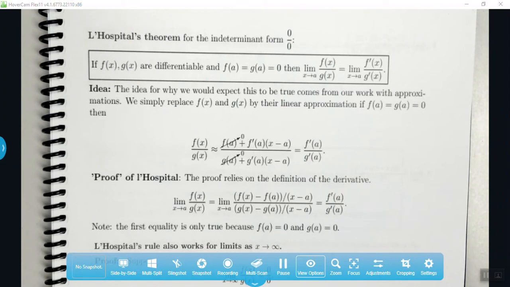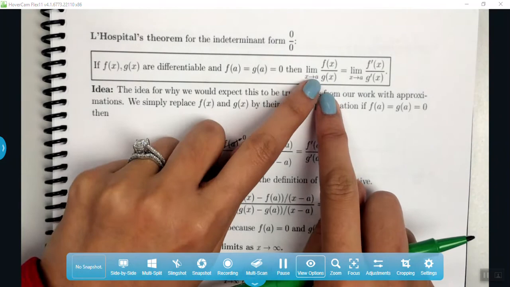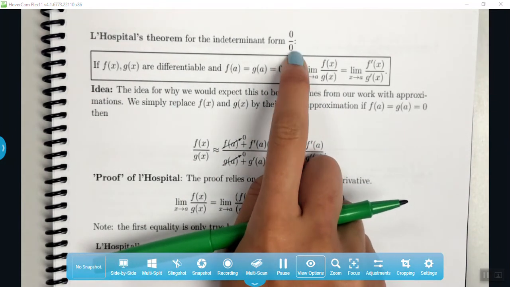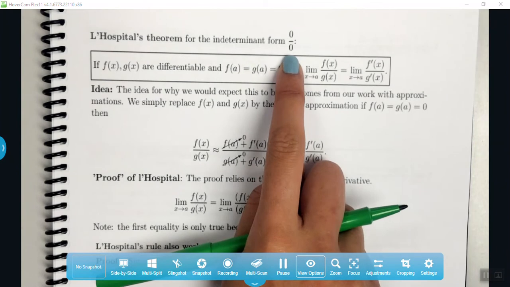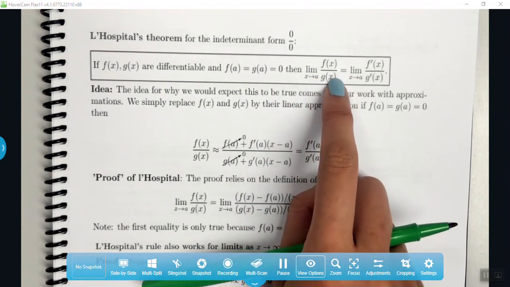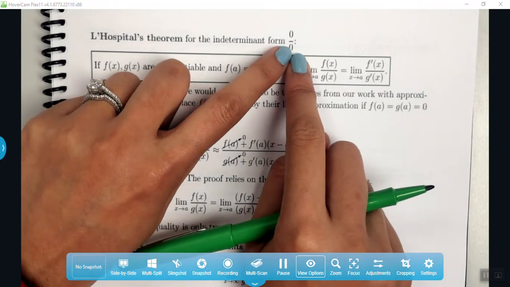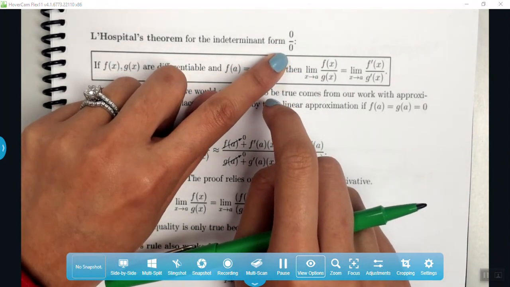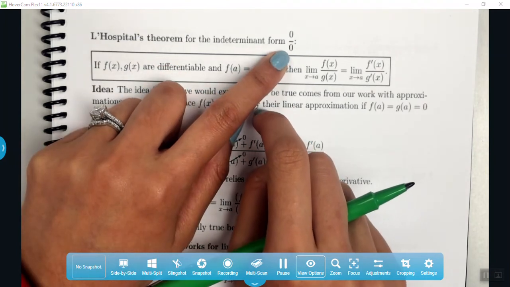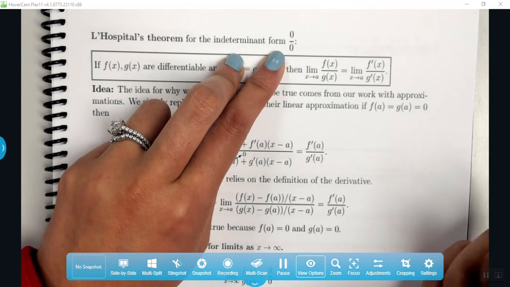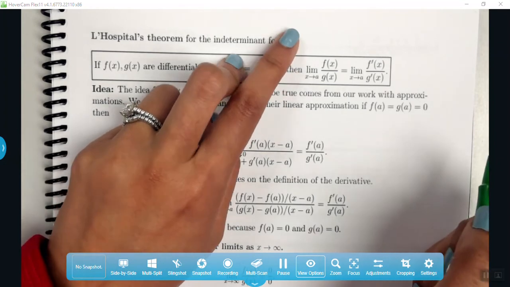Okay, L'Hopital's rule basically says that if you have an indeterminate form, 0 over 0, then the limit of f of x over g of x, because 0 over 0 usually means you have a hole. Well, yes, it is an indeterminate form, but usually it means you have a hole. An asymptote is a number over 0.